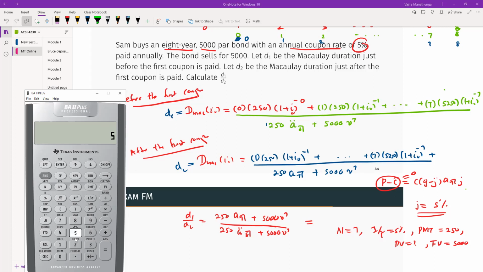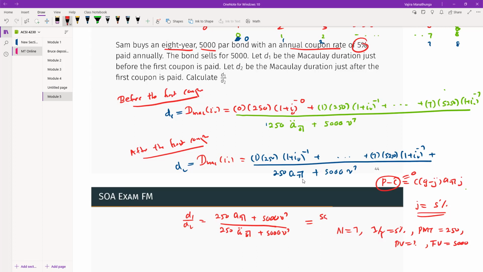250 payment, 5,000 future value, N is 7, 5% yield, and present value. So it's going to be 5,000. Then the other one is annuity due, and N is 8.